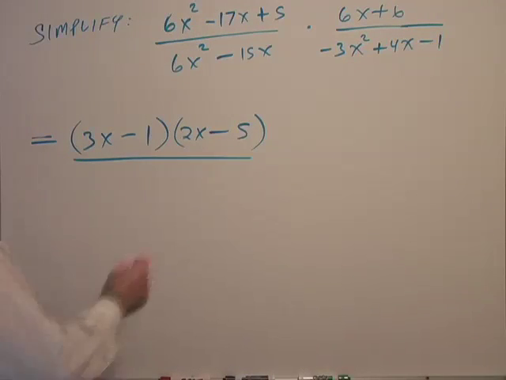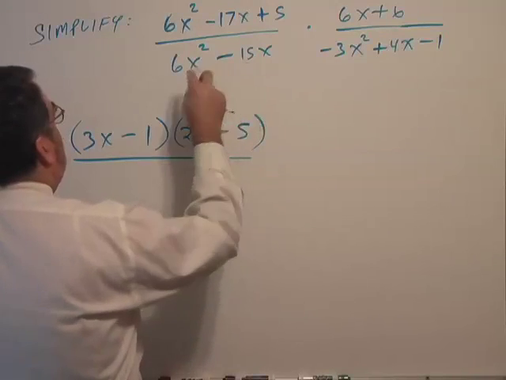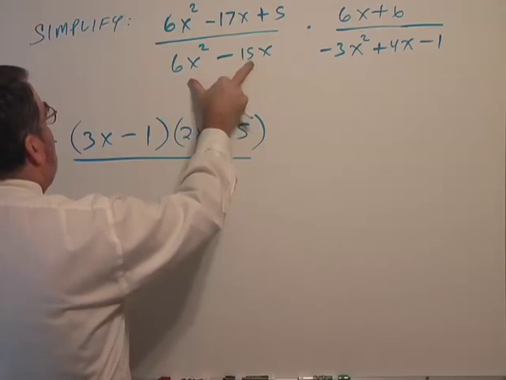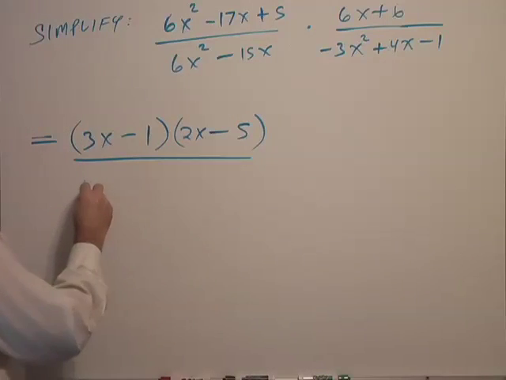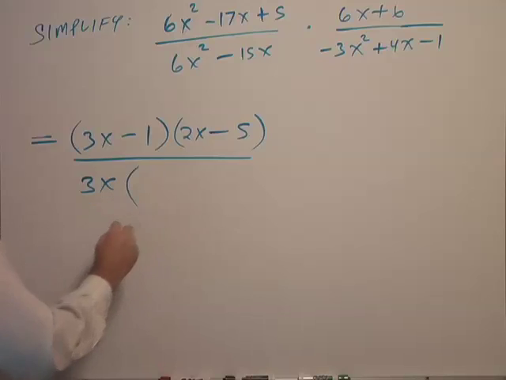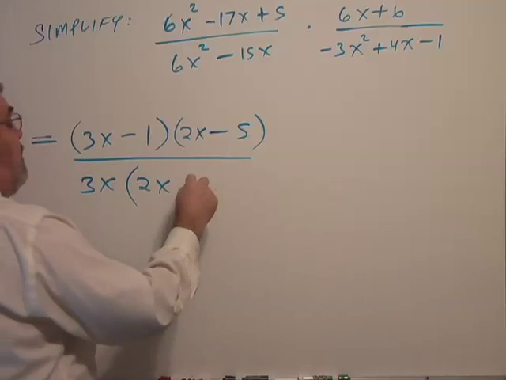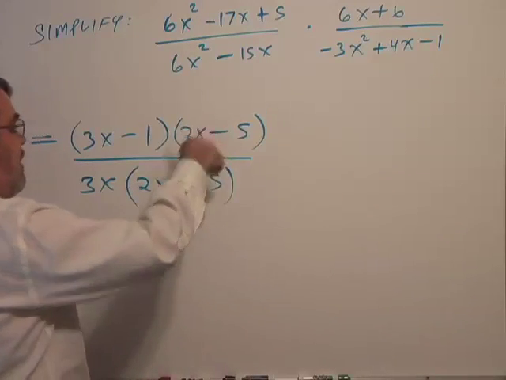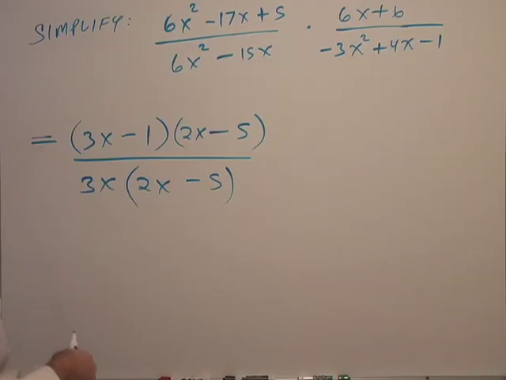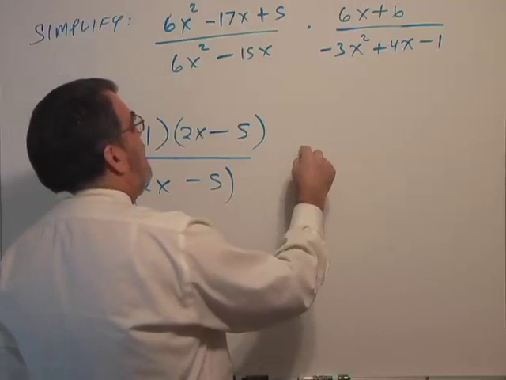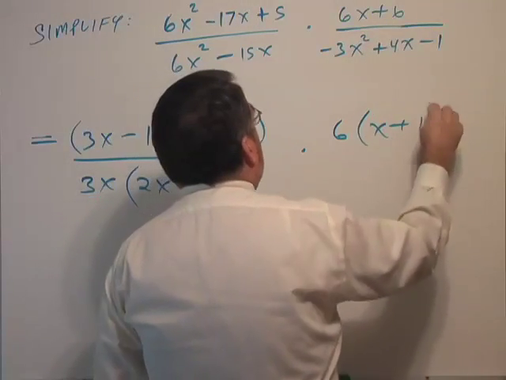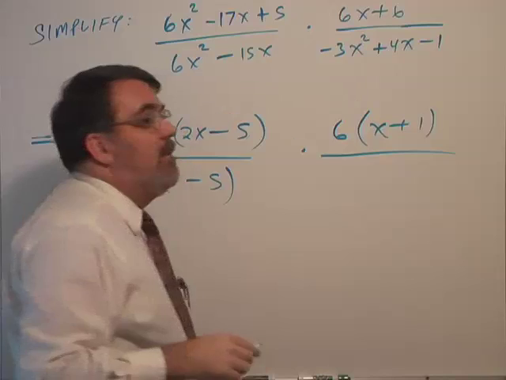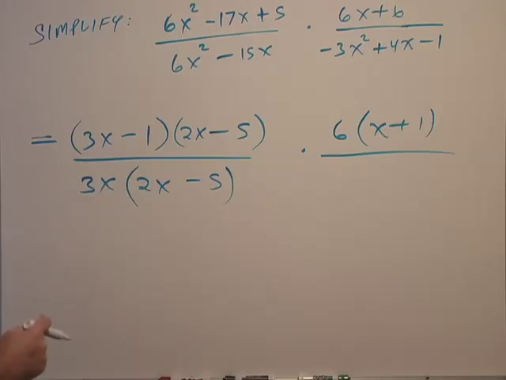Alright, let's move on. This binomial here, 6x squared minus 15x, has a common factor of 3 and x. So I can take out 3x, and that would leave 2x minus 5. And that's good because these 2x minus 5s are going to go. Times, this one's easy to factor, 6 parentheses x plus 1.